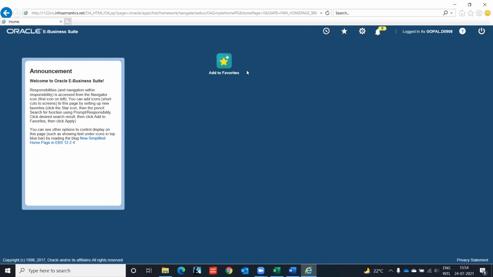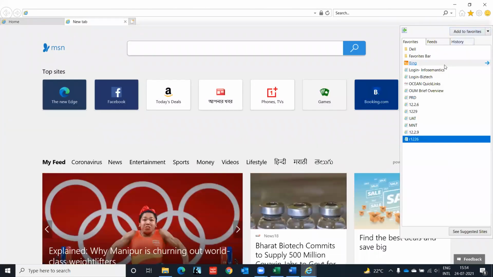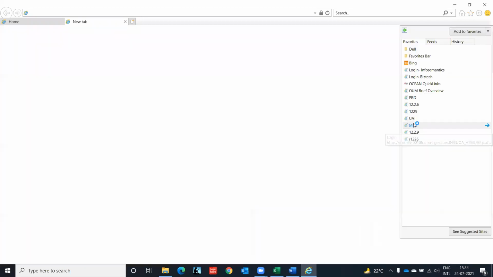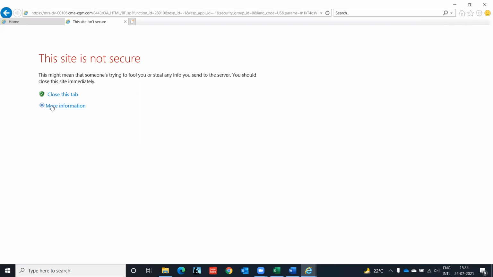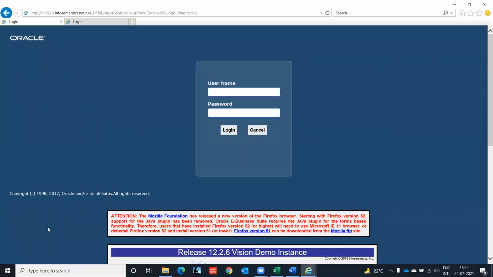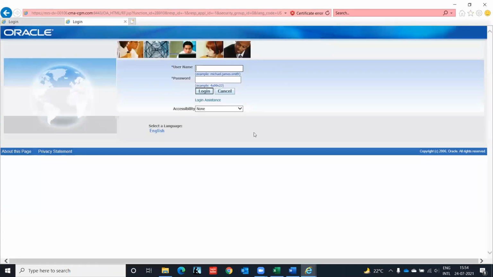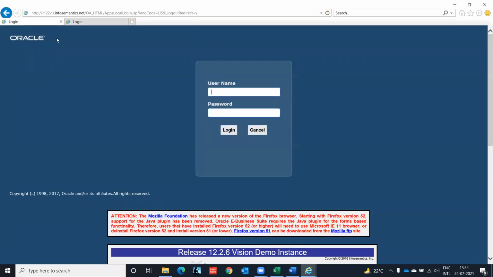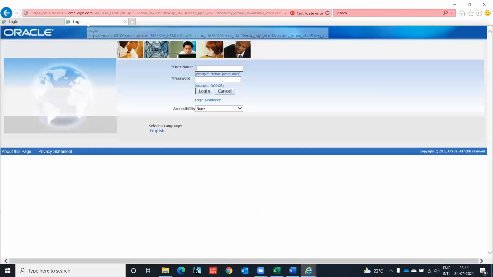Each organization has its own version of the Oracle financial system. If I show you the older version which my office is using right now, you will understand the difference. See, the login screen is different here. This is the older version, that is 12.1.3, and this is 12.2.6. So the first login page itself is different.